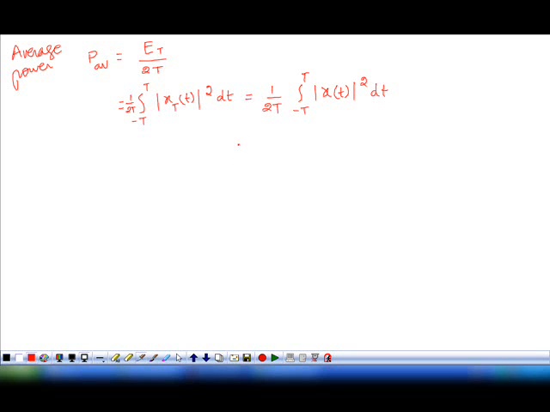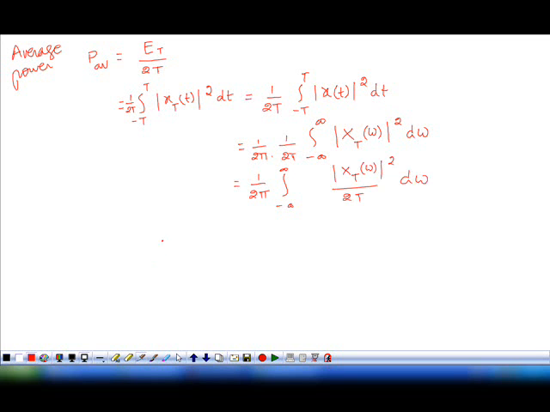Are you following? So this can also be written as 1 by 2 pi into 1 by 2T, integral from minus infinity to plus infinity of mod X_T(omega) whole square d omega. Is it clear? This can be written as 1 by 2 pi, integral from minus infinity to plus infinity. You bring this 2T inside, then we can write it as mod X_T(omega) whole square divided by 2T, d omega. So this is the average power. Is it clear?